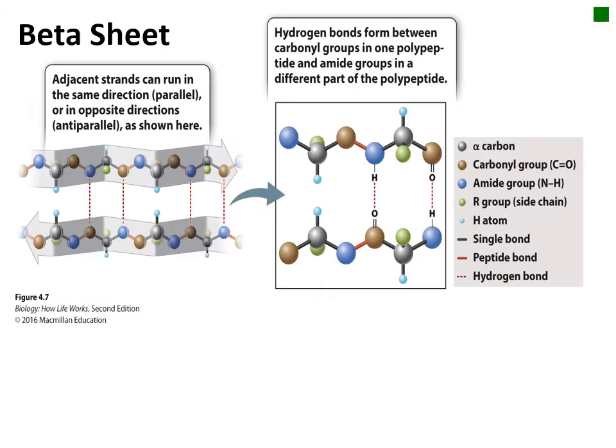The second type of secondary structure is the beta sheet, which occurs when the polypeptide folds back and forth on itself, forming a pleated sheet that is stabilized by hydrogen bonds between carboxyl groups in one chain and amino groups in the other chain. The folded chains can be parallel, running in the same direction, or antiparallel, as depicted by the arrows running in opposite directions in this figure.